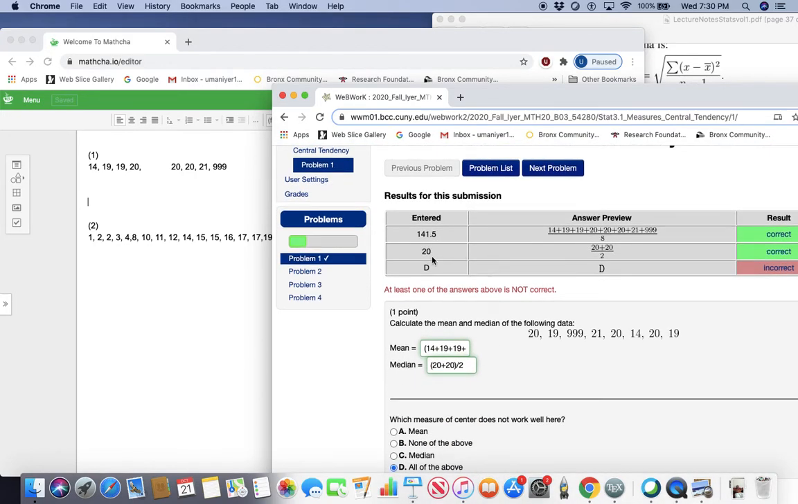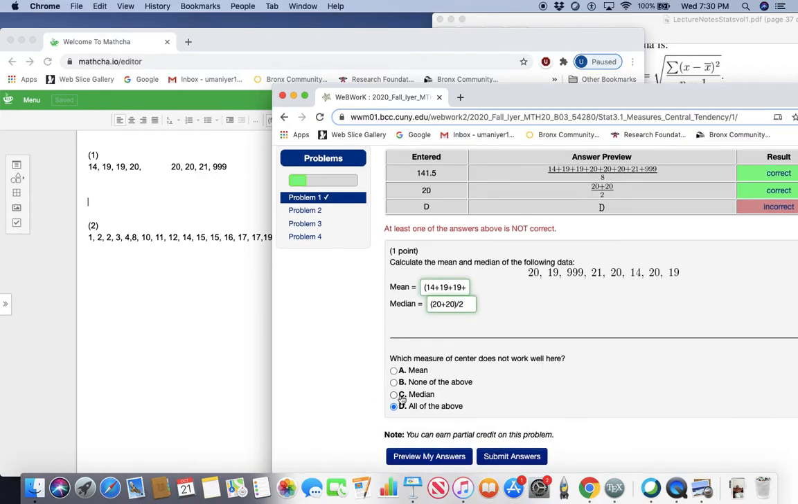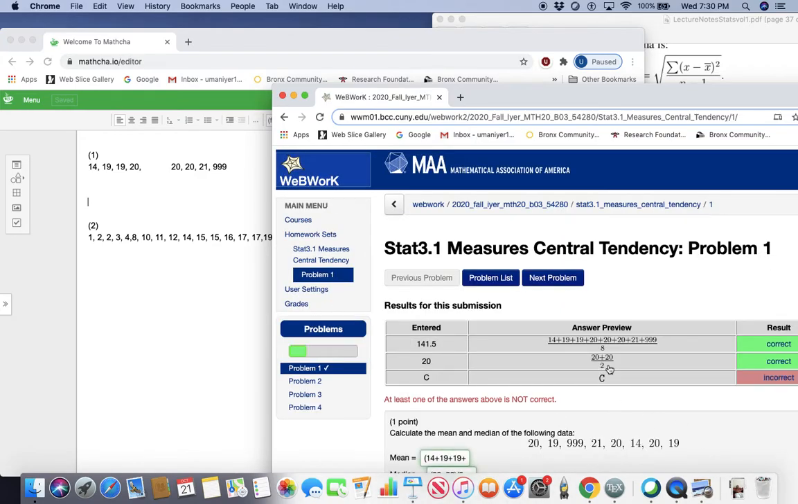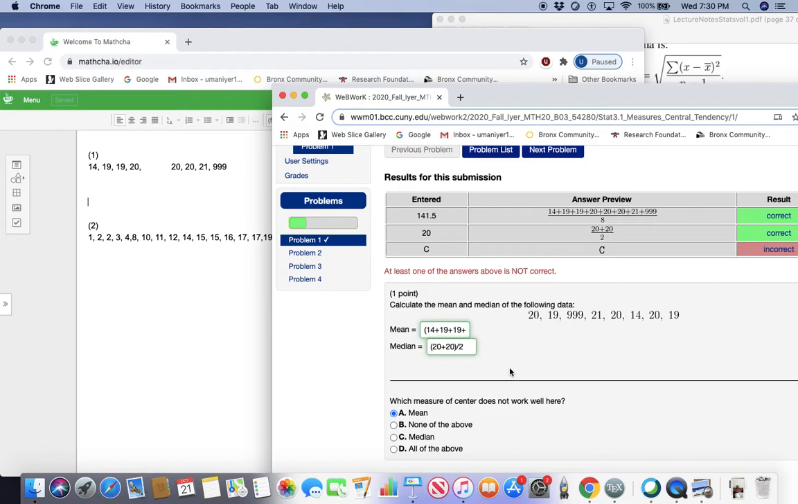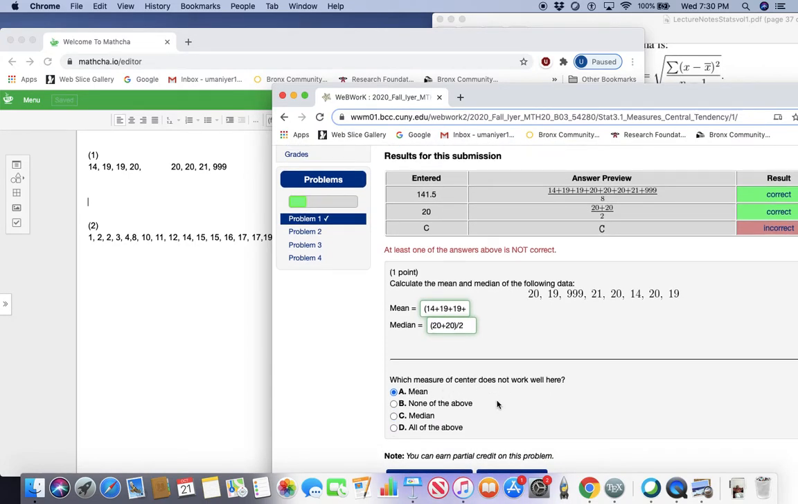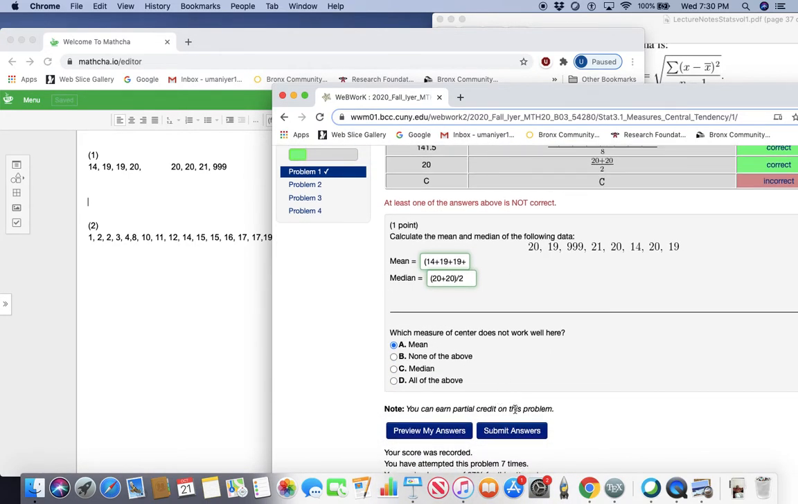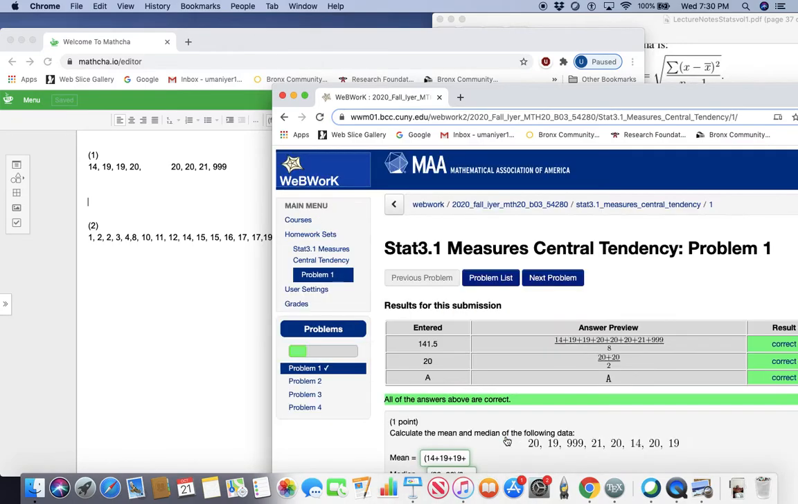So what was this? This was the second one, median. So which is the better measure? Median. Oh, which measure does not work well here? Mean does not work. The first guy, which gave me 141, it does not work well. I overlooked that. So there you go.